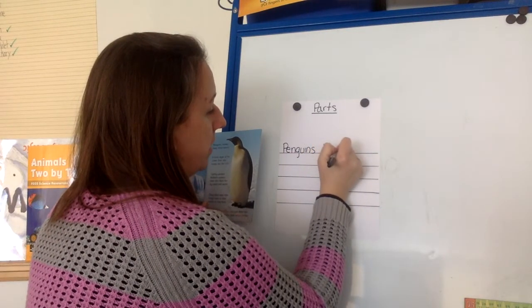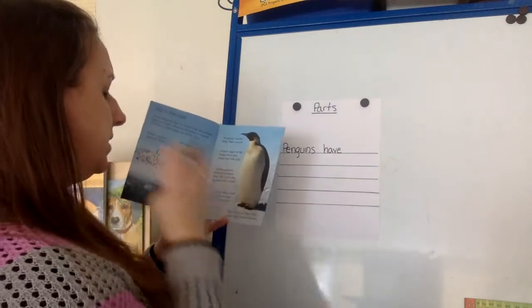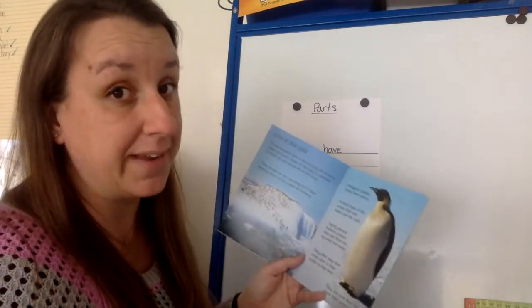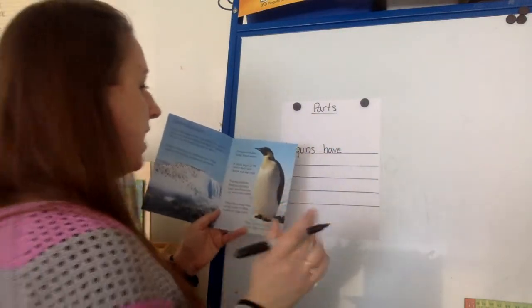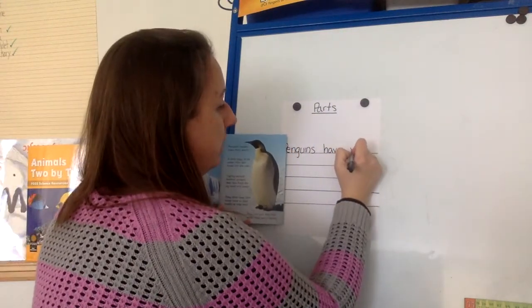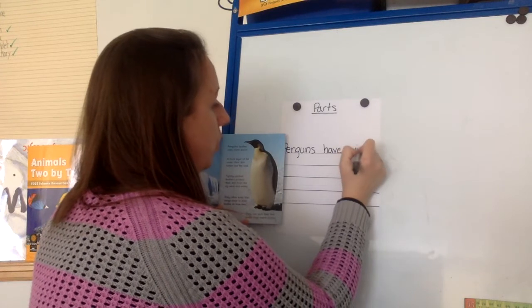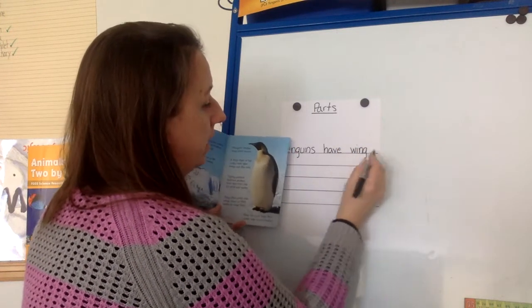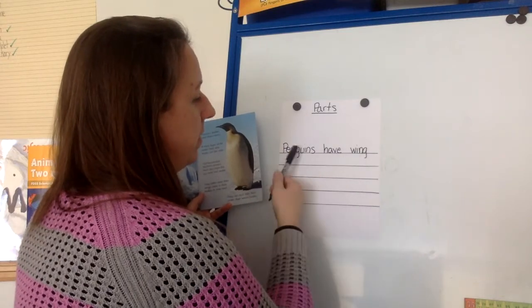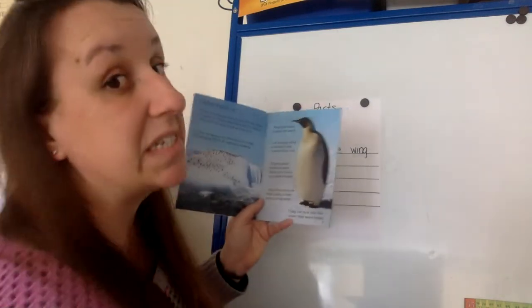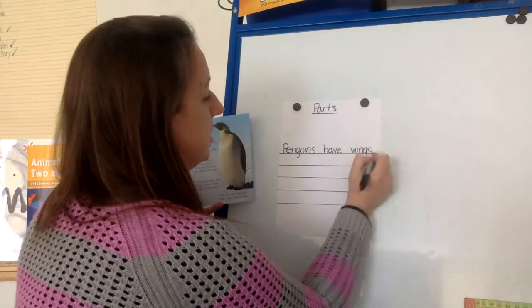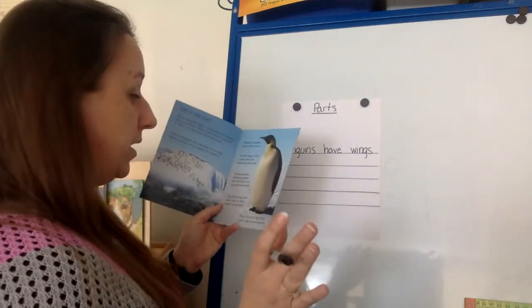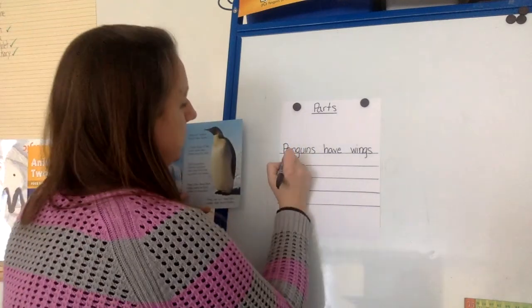what's something that we heard in this text them saying? If you can't remember, go back and listen to it again, okay? Oh, penguins have wings. Wings. Wing. Penguins have wings. So we have to put an s. Penguins have wings. Oh, I remember hearing them say feet.